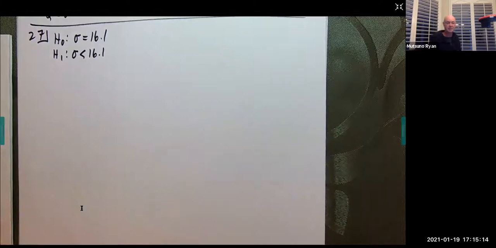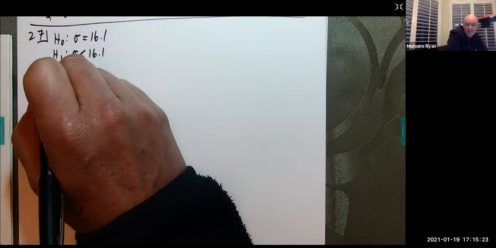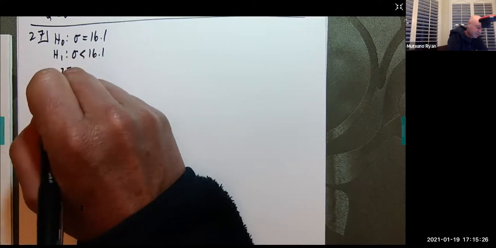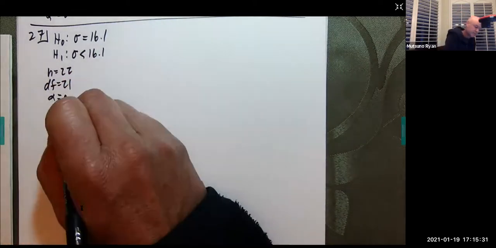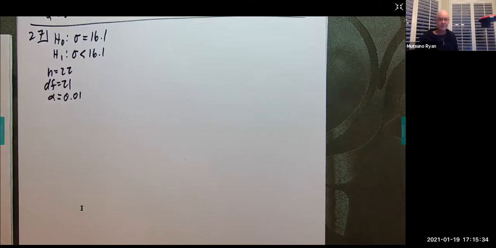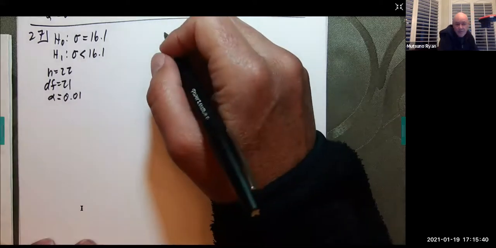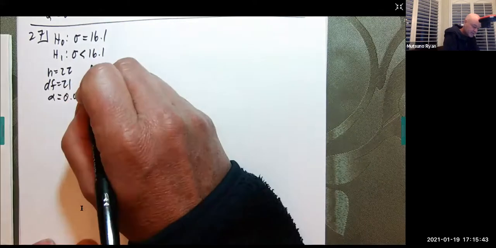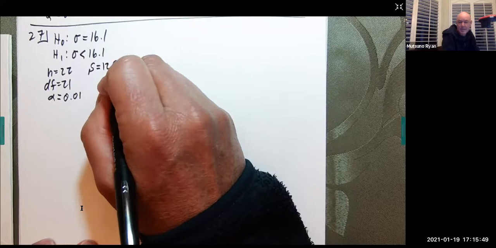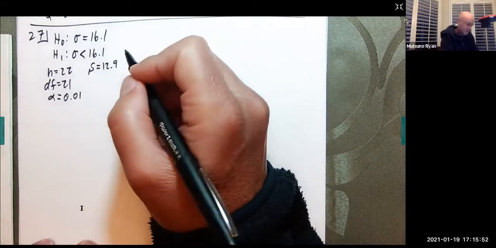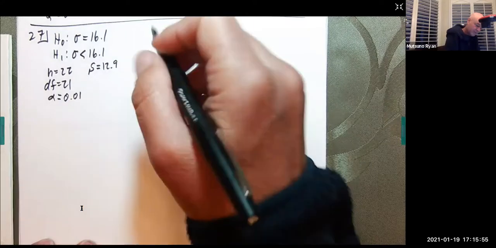So it says to test the scores are less than, the standard deviation is less than that there. And they give us that n is 22, which means our degrees of freedom is 21. They give us an alpha of 0.01. This is going to be a left tail test only. I should write out the rest of that. So they also give us that the sample standard deviation is 12.9. And n we already have, alpha we already have, all right.